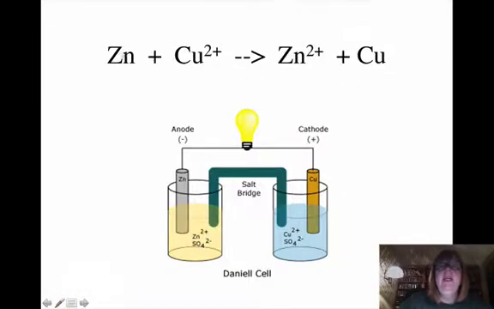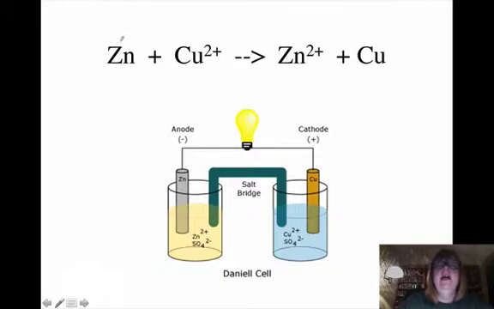Now, this equation is balanced in mass. It has one zinc, one copper, and it's balanced in charge the way that it's written. On our reactant side, we have a positive 2 charge, and on our product side, we have a positive 2 charge. So this is our balanced equation.